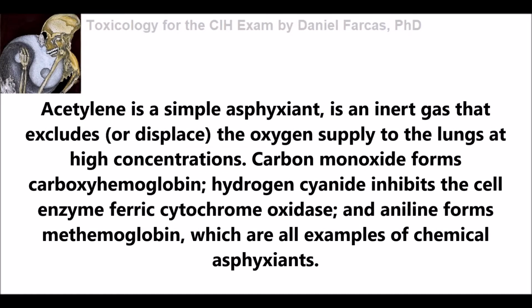Acetylene is a simple asphyxiant. It is an inert gas that excludes or displaces the oxygen supply to the lungs at high concentration. Carbon monoxide forms carboxyhemoglobin. Hydrogen cyanide inhibits the cell enzyme ferric cytochrome oxidase, and aniline forms methemoglobin, which are examples of chemical asphyxiants.